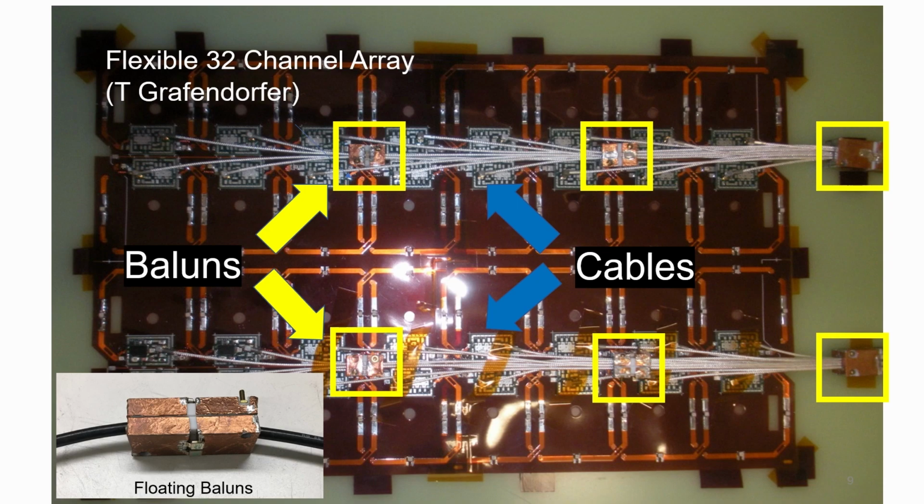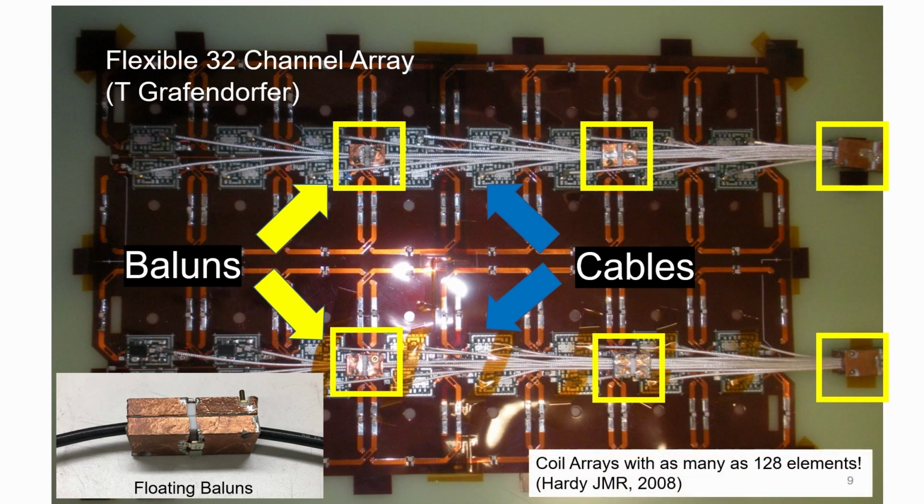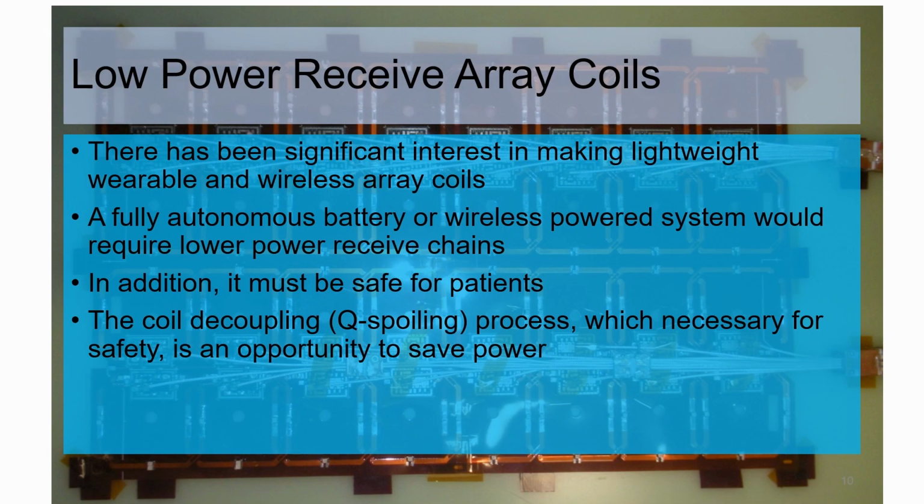And by having lots of cables, it also makes the coil array very difficult to wield, especially for technicians and doctors. And in this picture, we only see a 32-channel array. There have been some coil arrays that have been built with as many as 128 elements. And so the moral of the story here is we would like to eliminate the cables if we can. And so this has motivated a lot of researchers to look into making lightweight wearable and wireless array coils. And today's project is one of many projects that we worked on in order to achieve the dream of wireless array coils.